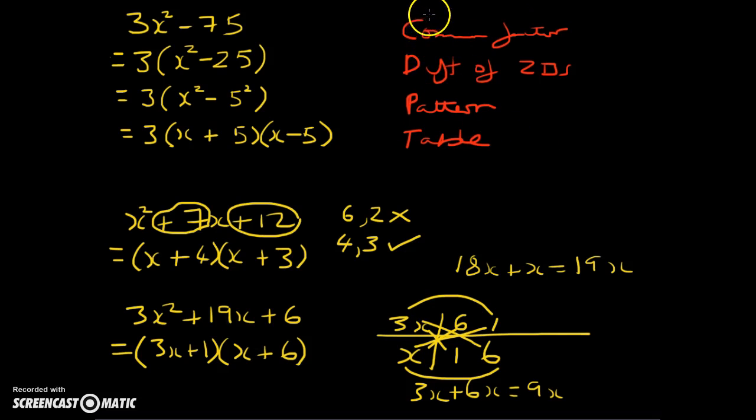So the way I'd remember that is using these first letters. So C, D, P, and T. And the way I'd remember that is CDs play tunes.